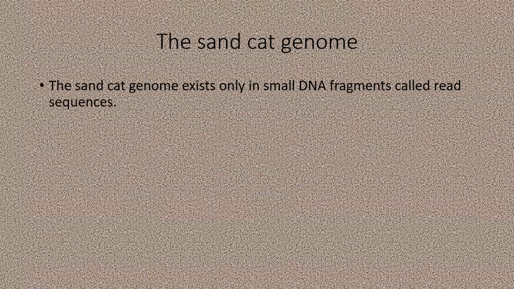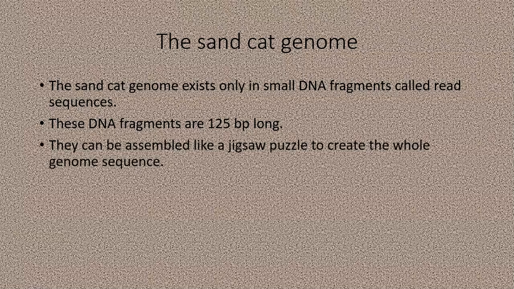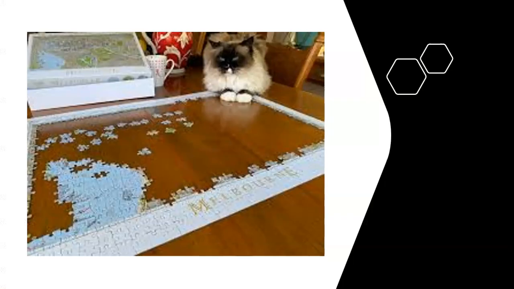The Sandcat genome exists now only in small DNA fragments called read sequences. These DNA fragments are 125 base pairs long. The small little sequences are very much like jigsaw puzzle pieces that can be assembled to create a whole genome sequence, just like how you have a big jigsaw puzzle with individual little pieces. These little pieces represent read sequences, which are 125 base pairs. These are very small, tiny pieces which you have to put together to assemble the whole entire genome sequence.